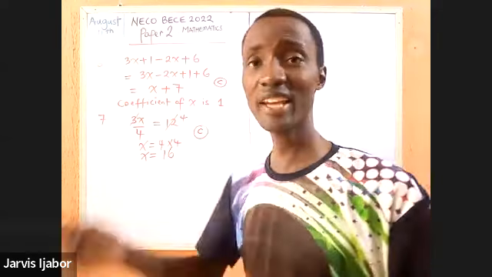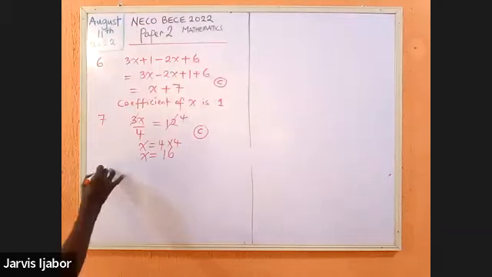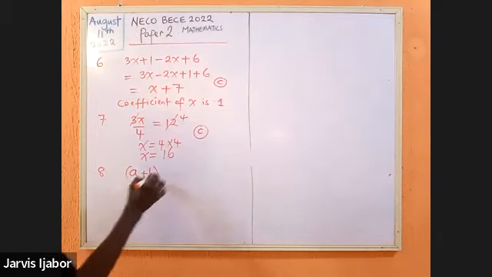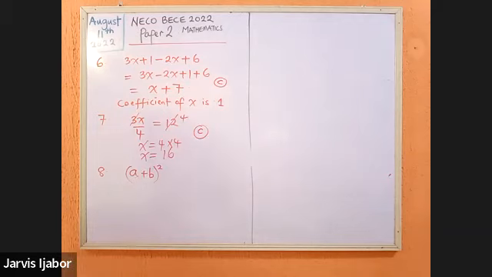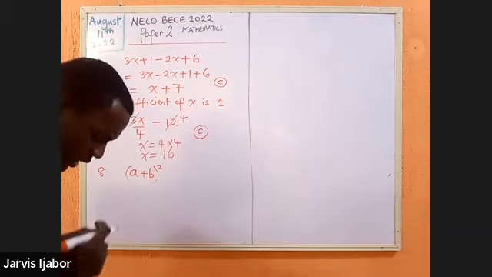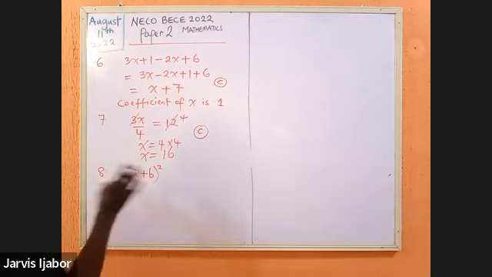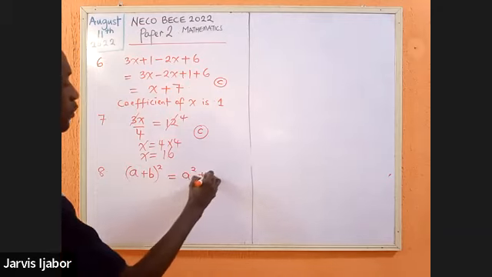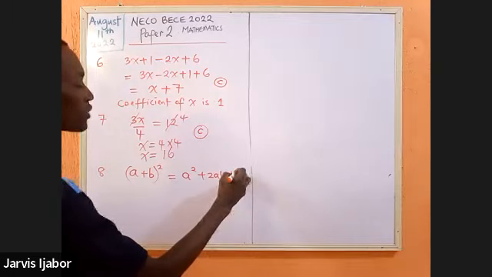So let's look at the next one. The next one is question 8. In fact, question 8 should be a bonus. Expand (A plus B) all squared. If you remember when I taught you quadratic expressions, I told you that there's an easy way to do this. Now look at this. This will simply be what? A squared plus 2AB plus B squared.